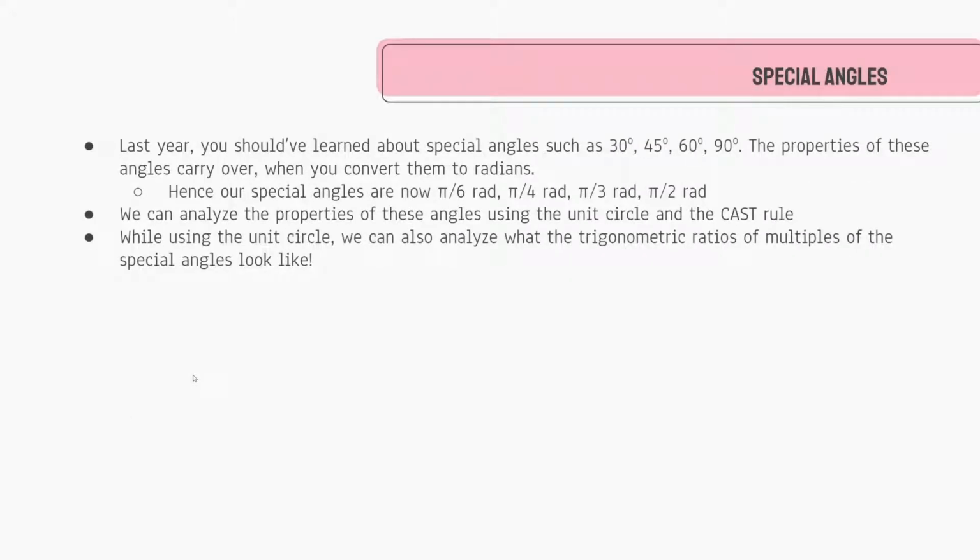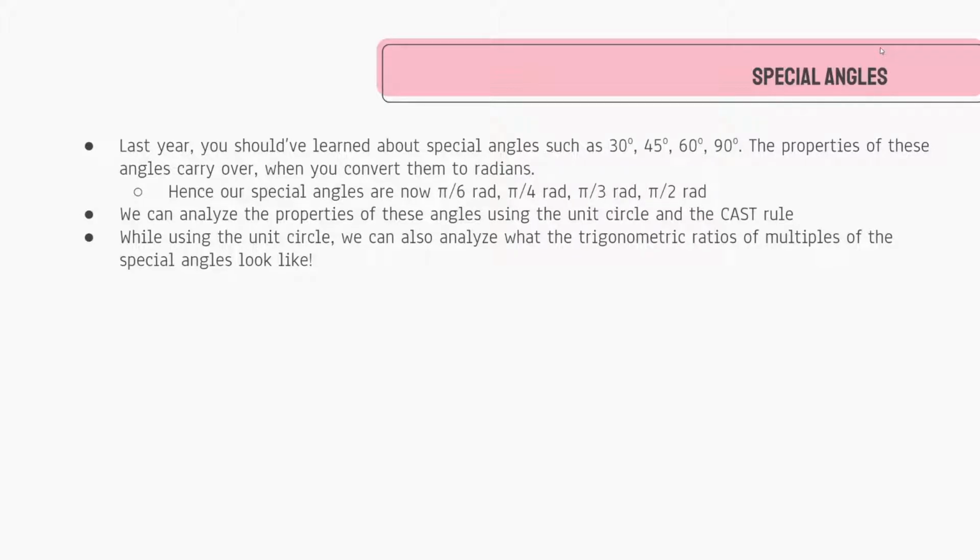Okay, now let's move on to special angles. Again, last year you should have learned about the special angles such as 30 degrees, 45 degrees, 60 degrees. I'm pretty sure 90 degrees counts and 180 does too, but I don't know. They're just really simple to figure out, so I didn't bother writing them. The properties of these angles will carry over when you convert them to radians, which is wonderful because that's the only thing we're going to be working with, right?